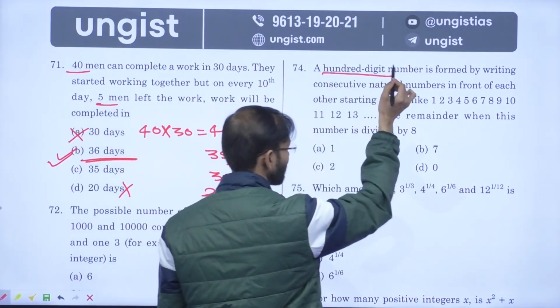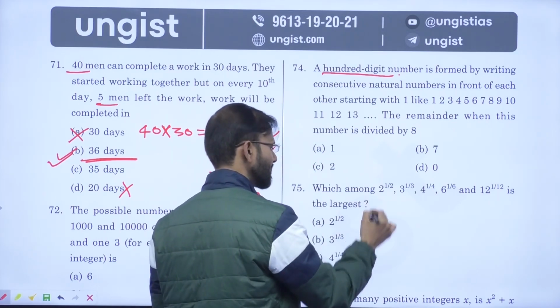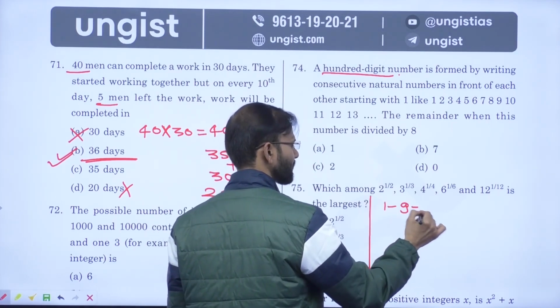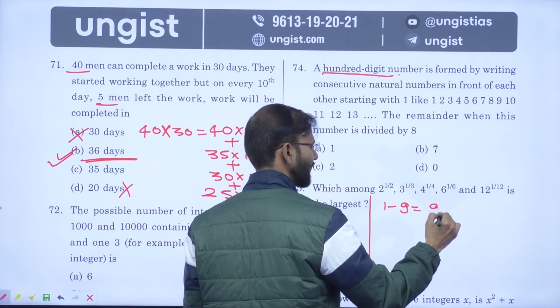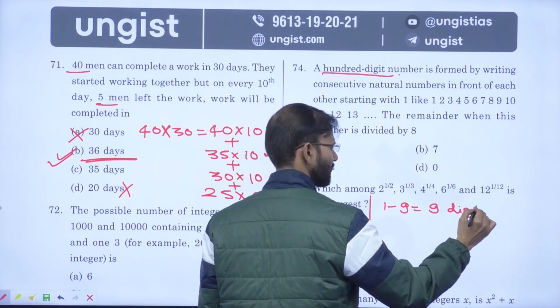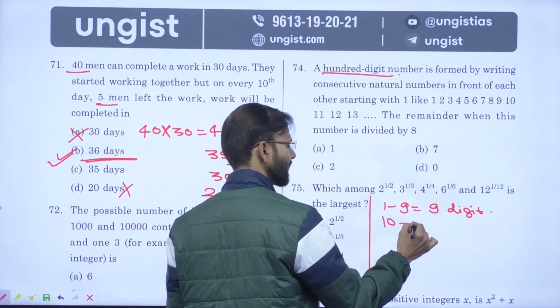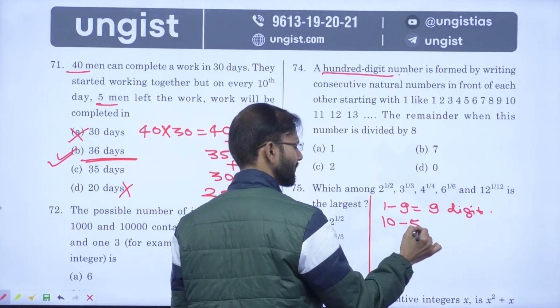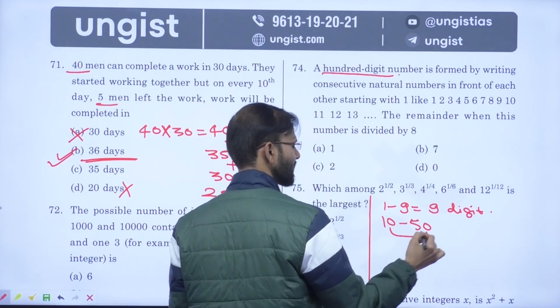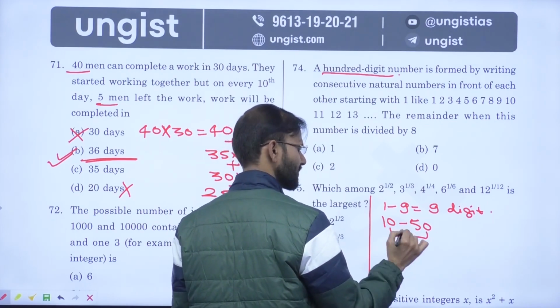Guys, 100-digit number. So 100-digit number means when you write from 1 to 9, okay, you write 9 digits only. Fine. After that, when you write from 10 to, let's say, 50, 10 to 50, these are 41 digits.